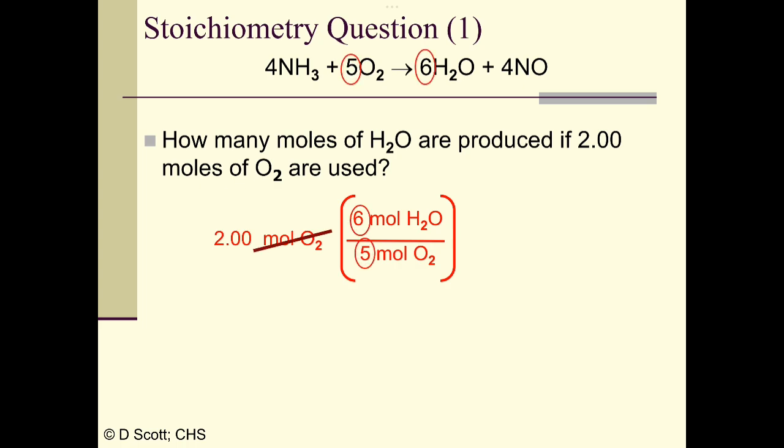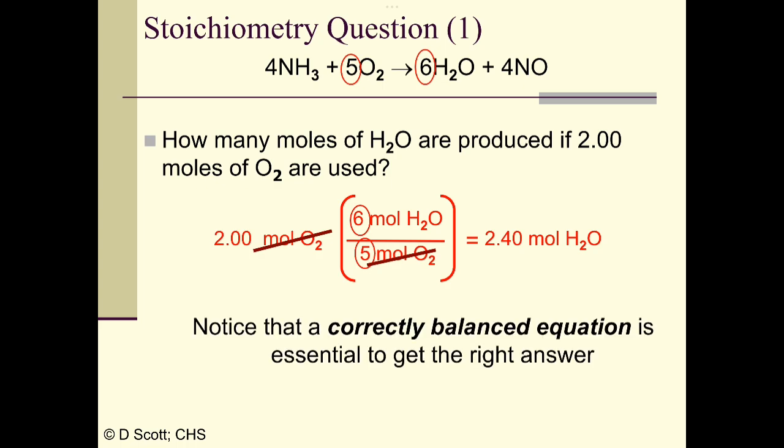There, as you can see, we're going to cancel out the mole of O2, and what will be left here will be the mole of H2O. So now, the next thing you're going to do is divide 6 by 5, and when you multiply it by 2, this will give you an answer of 2.4 moles of water. If you observe, you will notice that a correctly balanced equation is essential to get the right answer.